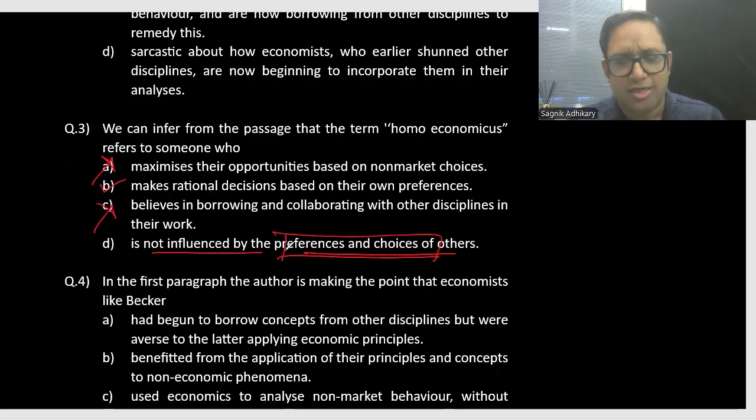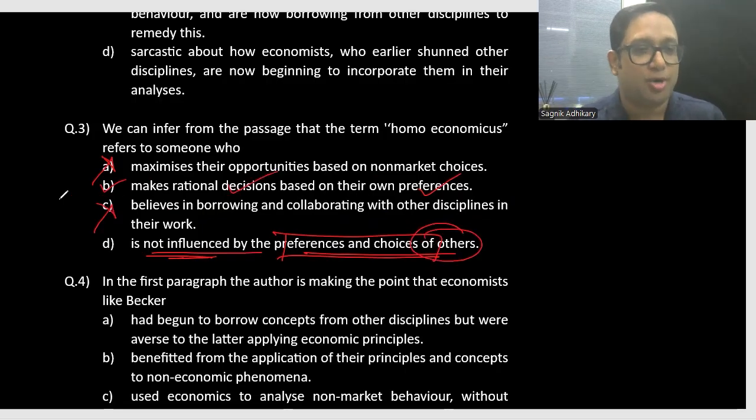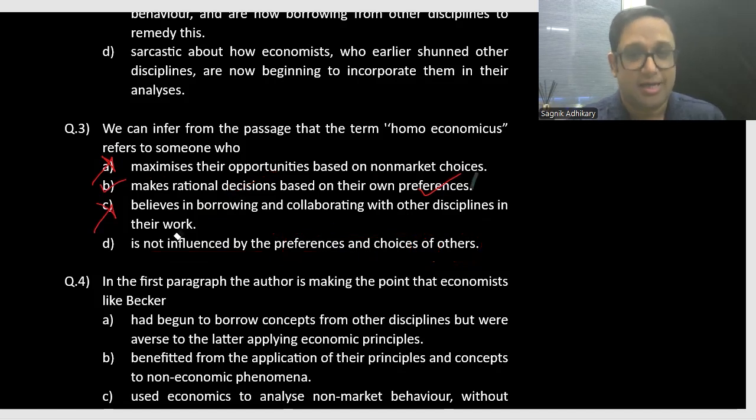D says is not influenced by the preference and choice of others. Preferences and choices not influenced is incorrect. We are talking about someone who is influenced by their preferences, someone who makes rational decisions. Choice of others, we cannot be sure about this because this is not given in the context, at least in that paragraph. So again, D is out. The correct answer here is option B.